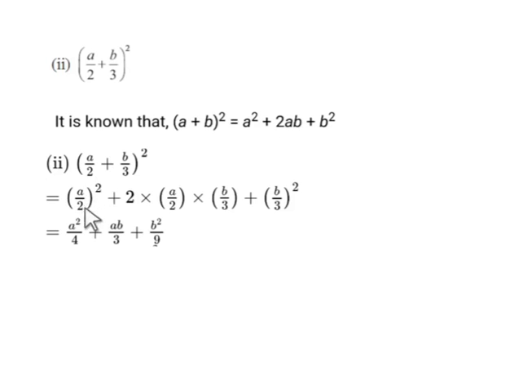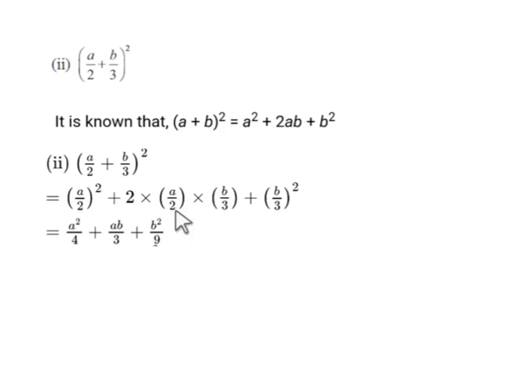So here we will get first term square, that is (a/2)², plus 2 into a/2 into b/3. That is 2 into first term into second term, plus second term whole square, that is (b/3)². Now (a/2)² is a²/4, plus 2 will get cancelled.